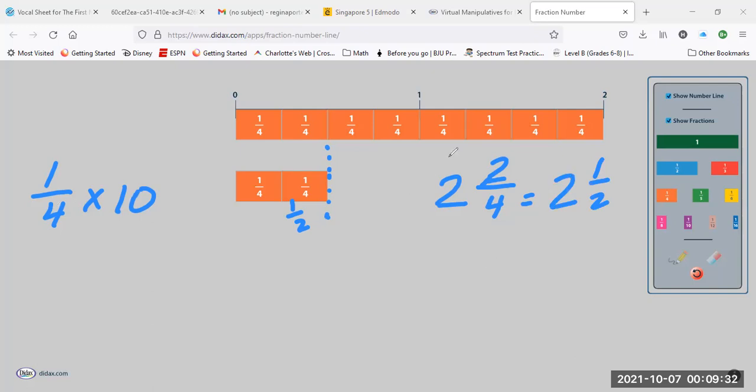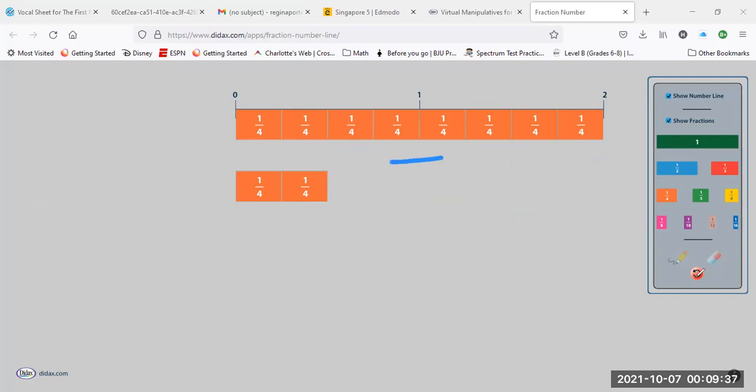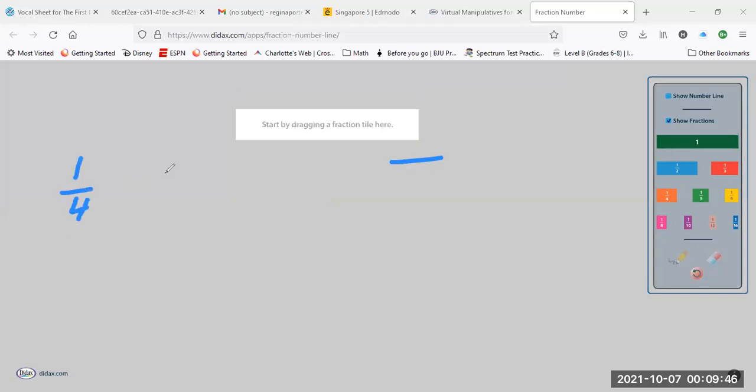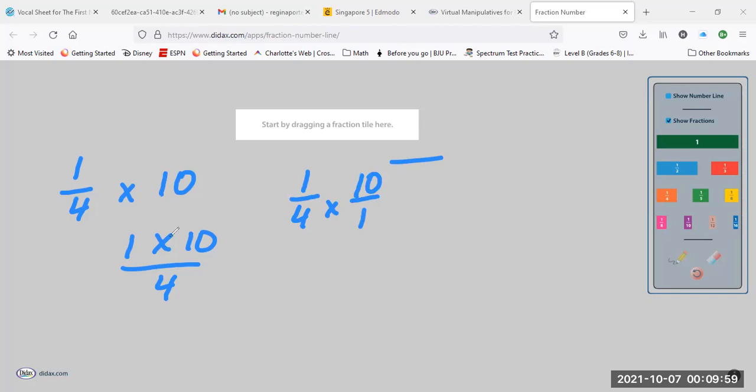Now to do this without fraction bars, one-fourth times 10. Well, we need to know that 1/4 times 10, we can say 1 times 10 over 4, or you could even do 1/4 times 10 over 1, since that's equivalent to 10. I think it's simpler to see it all together right here. We don't have to have any kind of common denominators here. We're just simply multiplying our numerators and denominators.